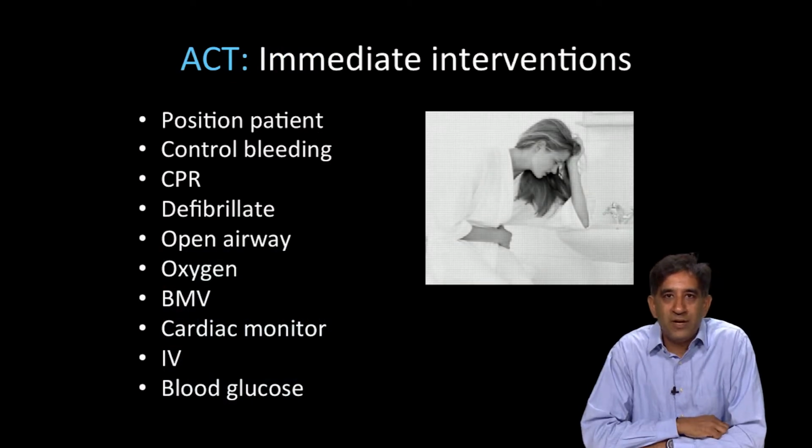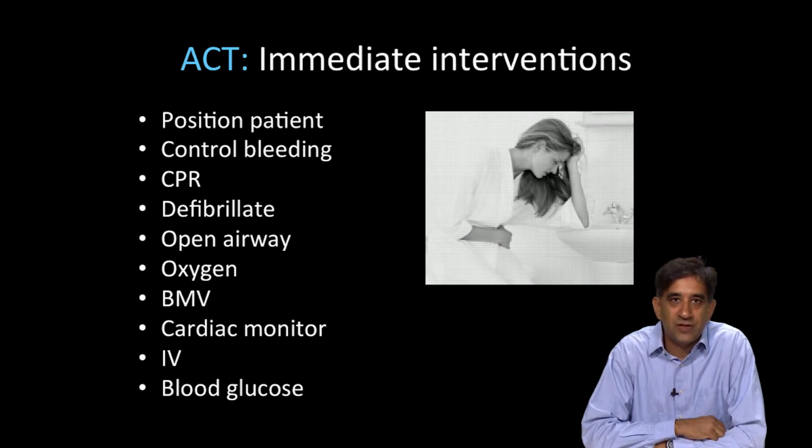So when we're dealing with somebody who's ill appearing or sick and demands our immediate attention, there are several interventions that we want to think about in these very sick patients. And they are as follows: positioning the patient, controlling any active bleeding, performing cardiopulmonary resuscitation or chest compressions, defibrillating the patient if they need it, opening their airway, providing oxygen if they need oxygen or if they're really sick, assisting their ventilations with bag mask ventilation, placing the patient on a cardiac monitor, placing an IV and possibly giving the patient IV fluids, and then finally assessing their blood glucose, and if it's low, addressing it by supplementing their glucose.